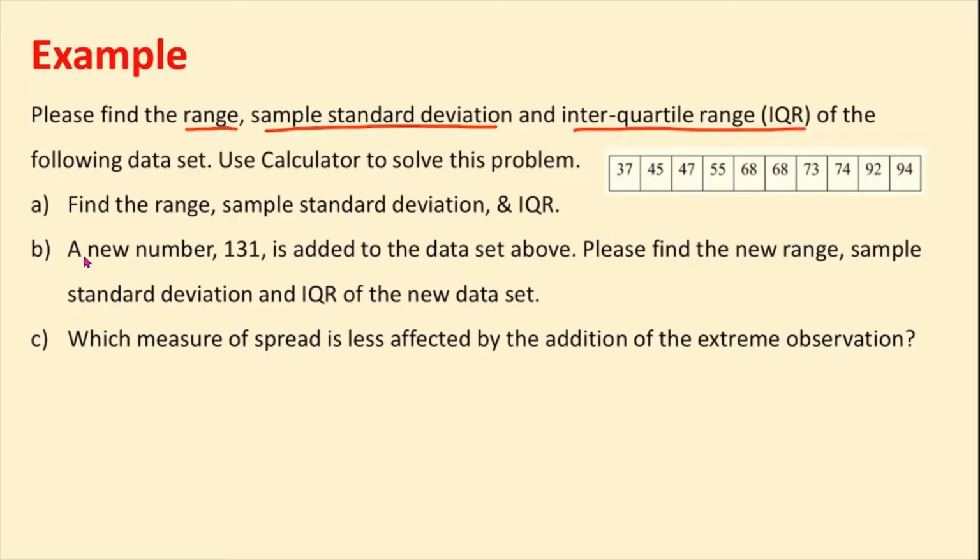And then a new number, 131, is added to the data set above. Please find the new range, sample standard deviation, and IQR of the new data set. And finally, which measure of spread is less affected by adding an extreme observation like 131? So what we need to do is enter the data first, and then look for the 5 summary number. So let's do that first.